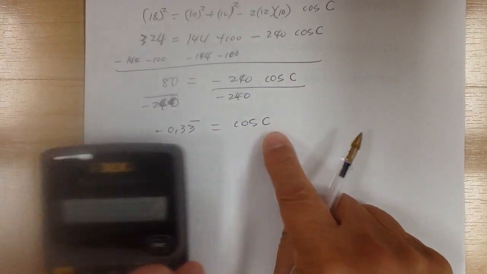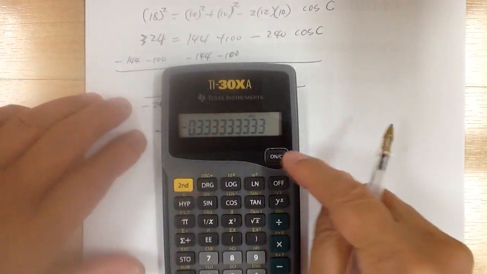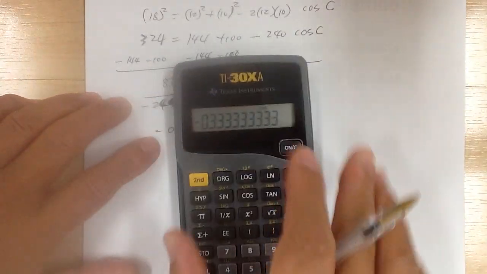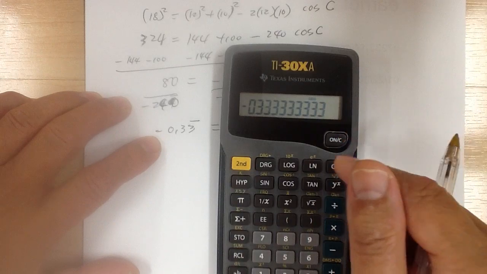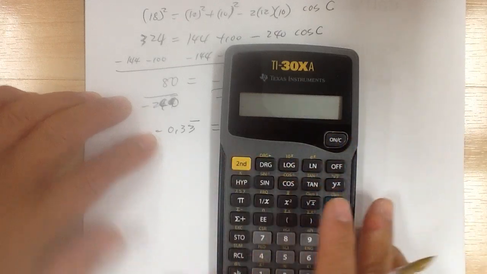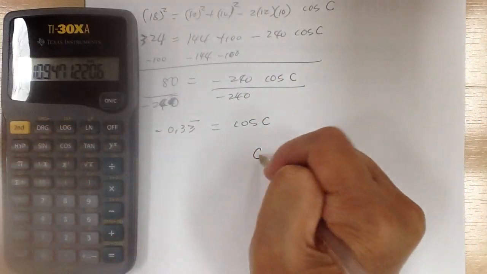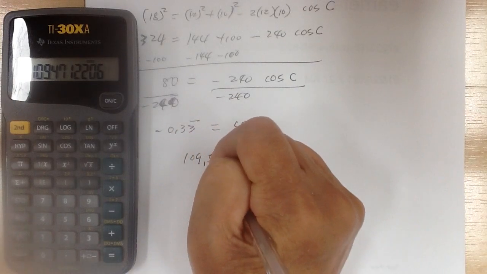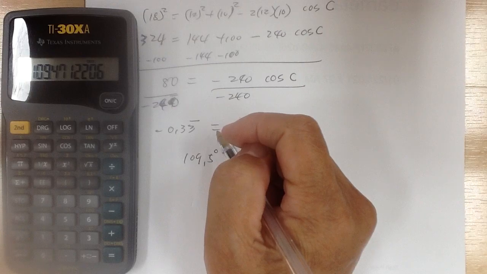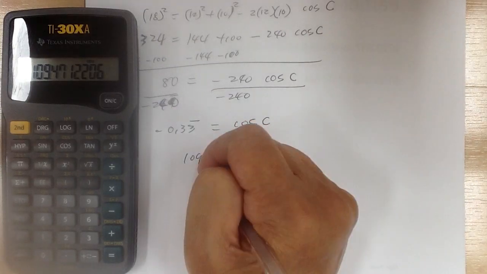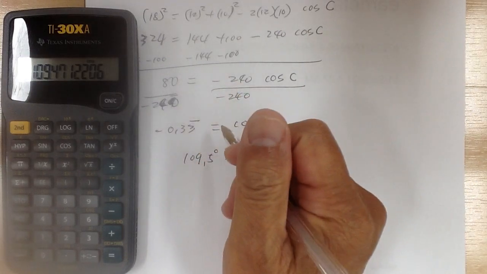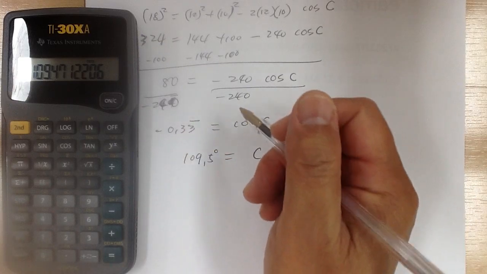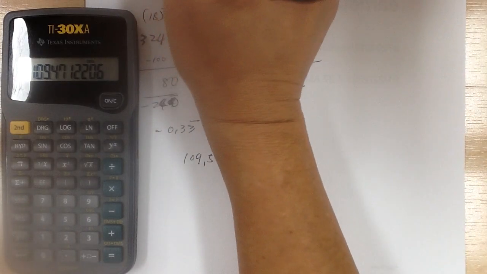To find the angle, you have this number already. Again, don't start all over, don't clear. Just use the number and go second cosine. So angle C is equal to 109.5 degrees. And that's it: 109.5 degrees.